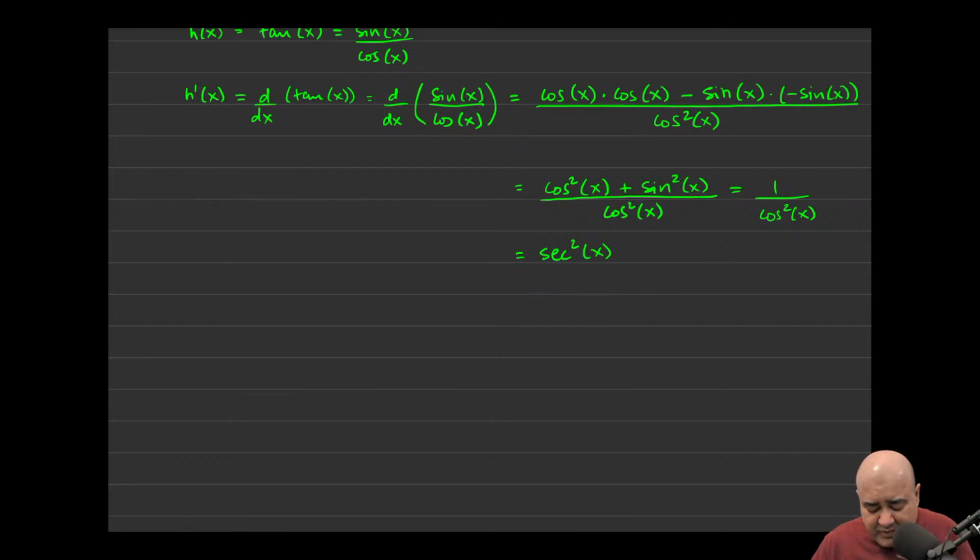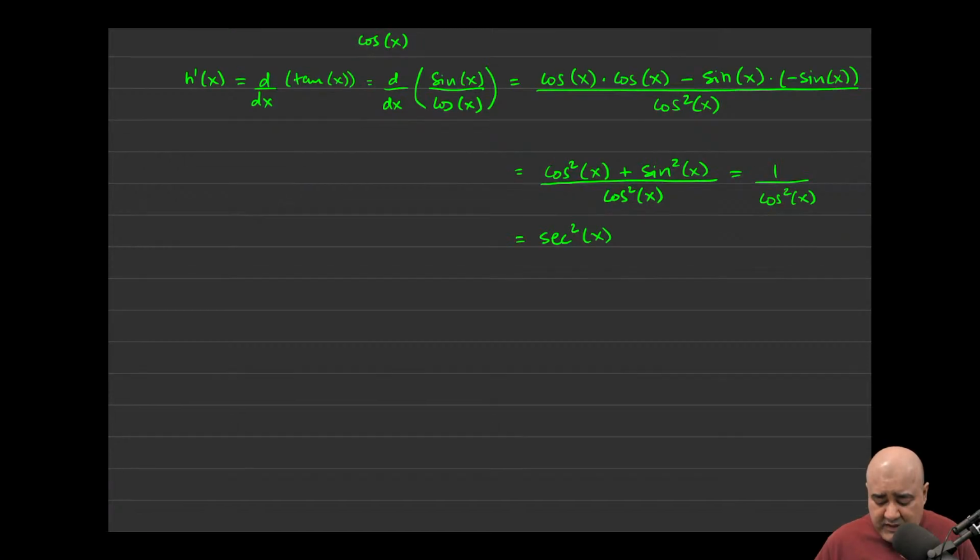But that's an example of finding derivatives using the quotient rule. I'm not going to do this. I'm leaving this as an exercise to whoever's watching this video. Make sure that you're able to find the derivatives of secant x, cosecant x, and cotangent x using the quotient rule. I think that would be excellent practice.